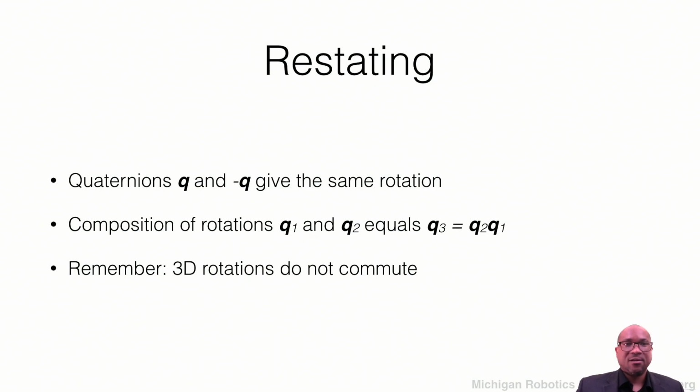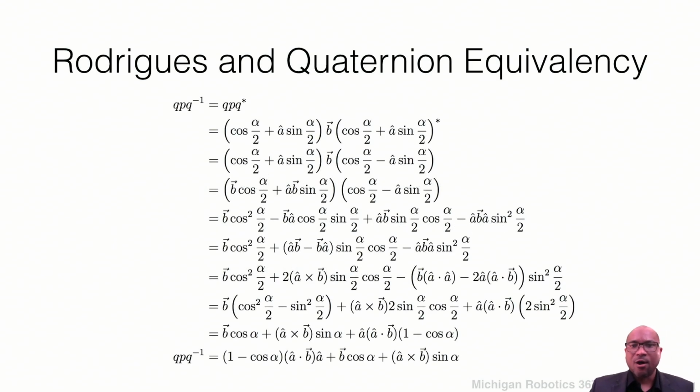Restating quaternions, note that a quaternion and its negative give the same rotation. We can compose quaternions together using multiplication. Just remember again, 3D rotations do not commute. 2D rotations do commute, but 3D does not. There's an equivalency between Rodrigues axis angle and quaternions. I'm just flashing this up for you to see it.